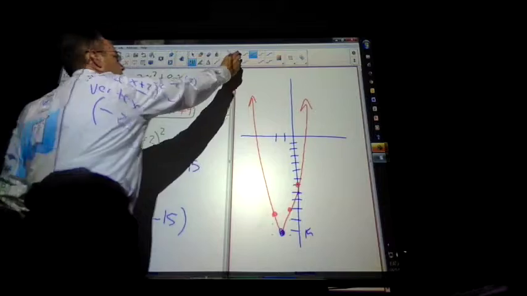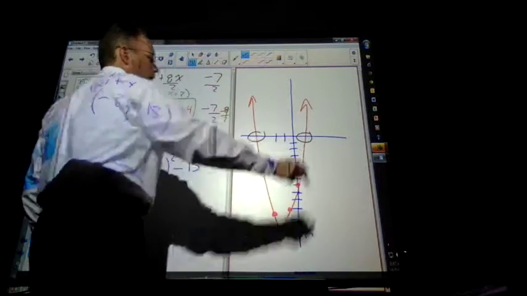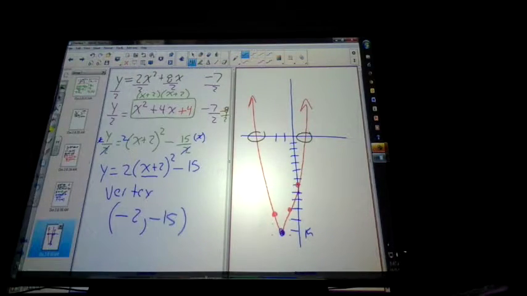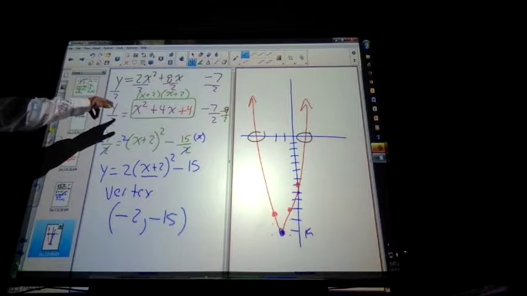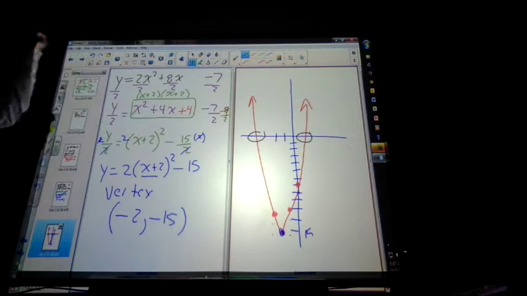Did I solve where it crosses there or there? Or did I just draw where I thought it went? What do you think? Did I solve where it crosses the x-axis? No. If I wanted to know where it crosses the x-axis, I could set this equal to 0 and solve it. I could have used the quadratic formula on the first thing, or I could have left it just like that.